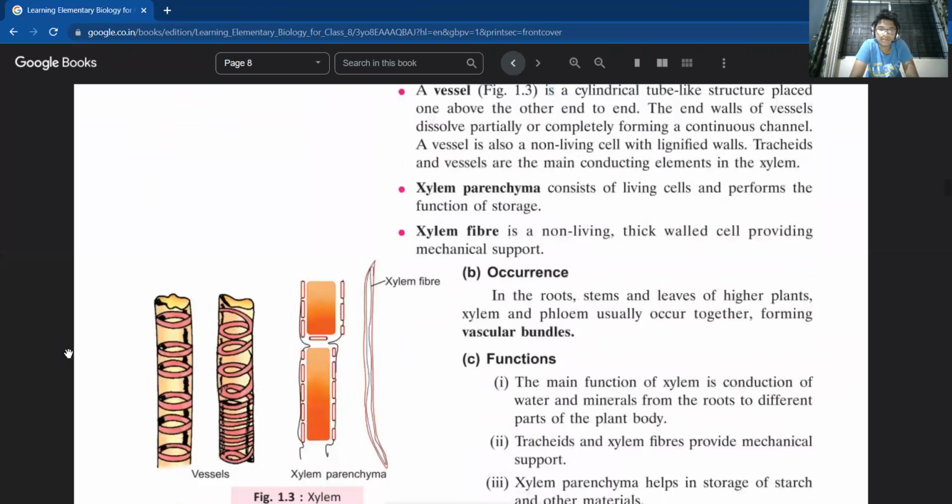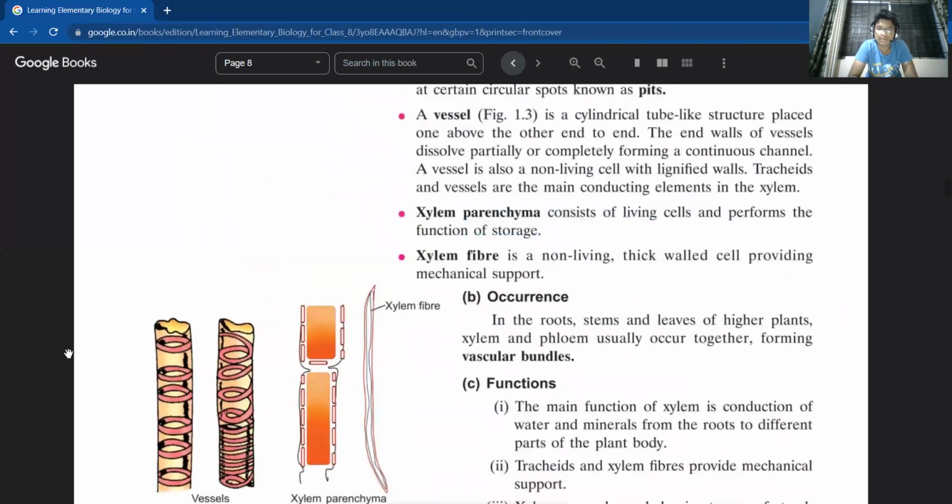A vessel is a cylindrical tube-like structure placed end to end, and the end walls dissolve partially and form a continuous channel, bound by lignified walls. Tracheids and vessels are the main conducting elements in the xylem. Parenchyma consists of living cells and performs the function of storage, and xylem fiber, which is the sclerenchyma, is a non-living thick-walled cell providing mechanical support.